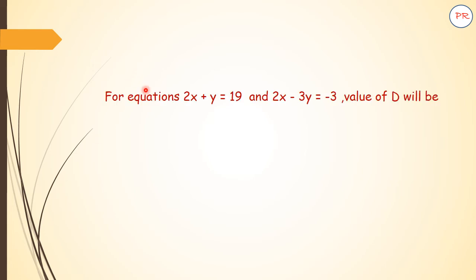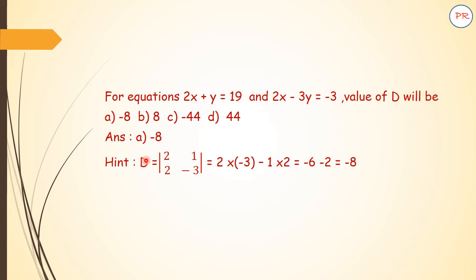Now let us go for a next question. See, what is the question over here? For equations 2x plus y is equal to 19 and 2x minus 3y is equal to minus 3, the value of D will be. So you have to find out the value of D. Options are A minus 8, B 8, C minus 44, D plus 44. Answer is A minus 8.